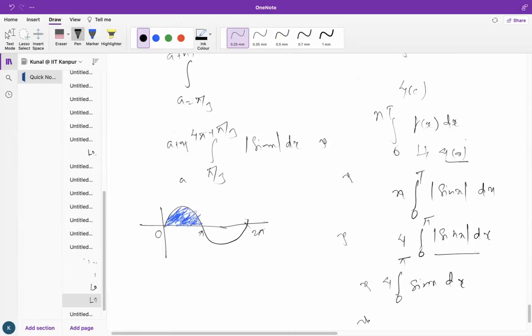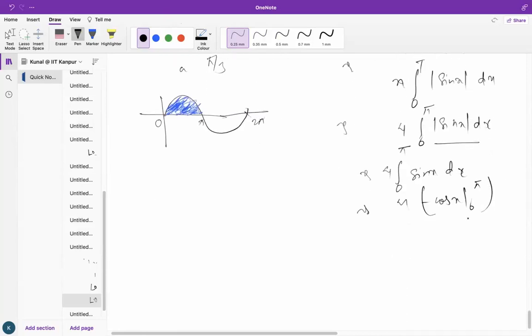And we know the integration of sin x is minus cos x, from 0 to pi, 4 times. This integration value is 2, so we get the final answer as 8.